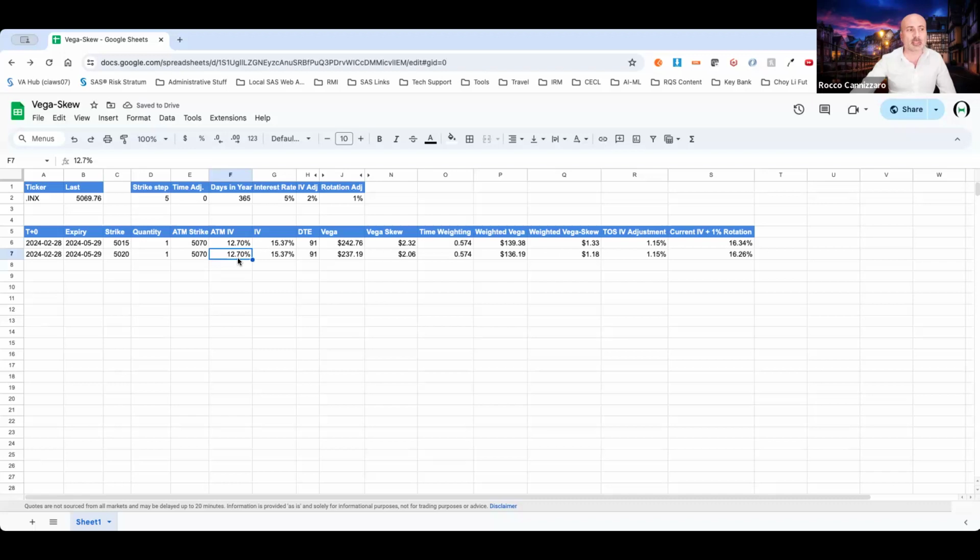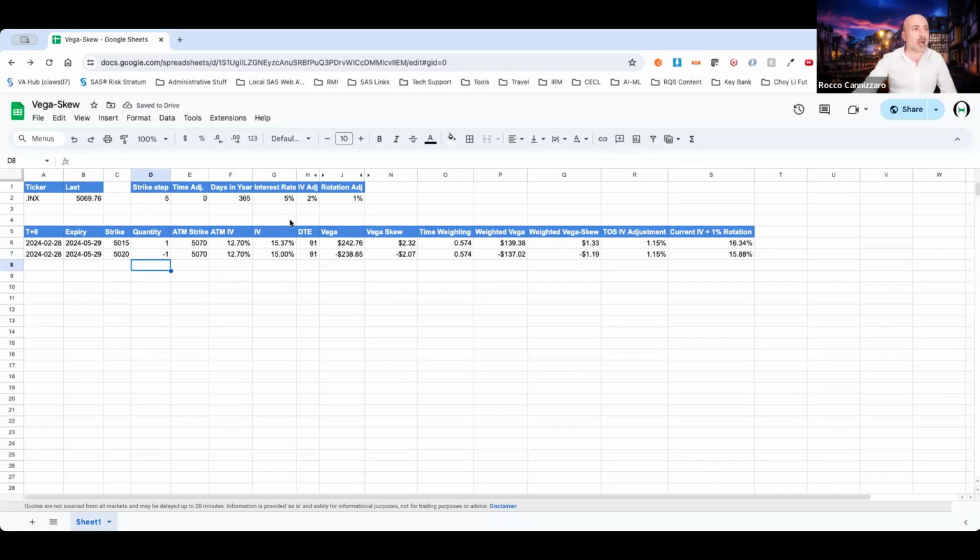The volatility of the ATM strike is still the same. Obviously, I would have to look at the volatility of that particular strike. Let's say this is the 50-20, so maybe it's a little bit lower. If this is a put, let's say it's 15%. And obviously, maybe I'm buying this strike and selling the other one, so I would put -1.